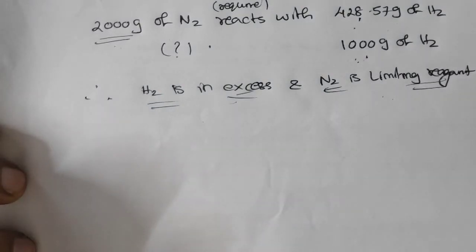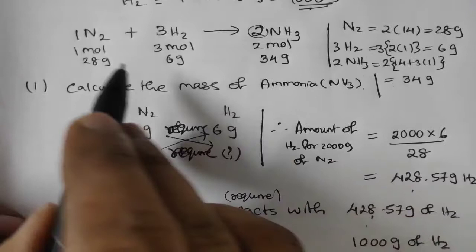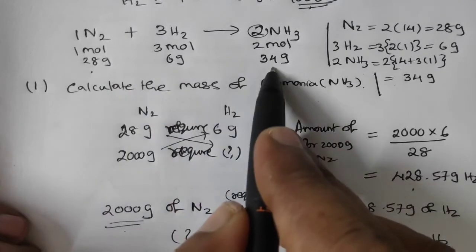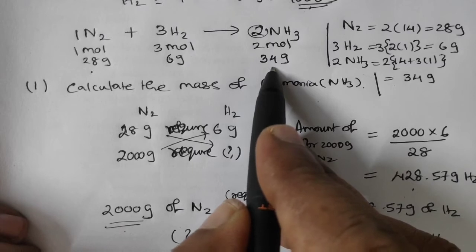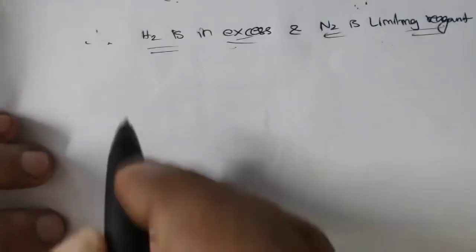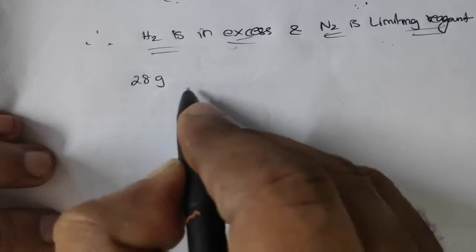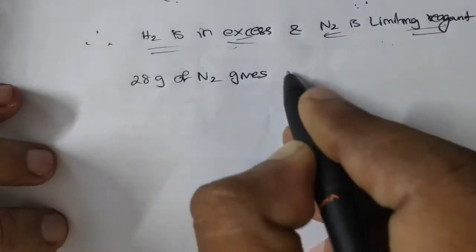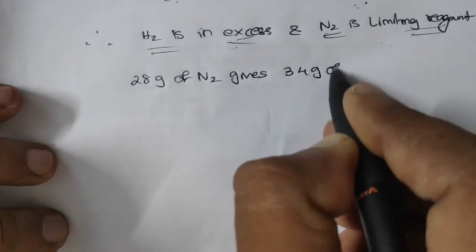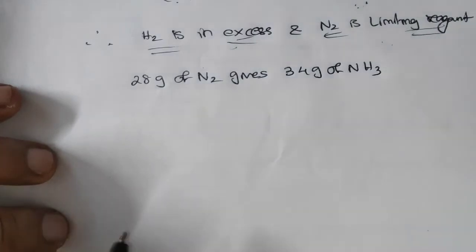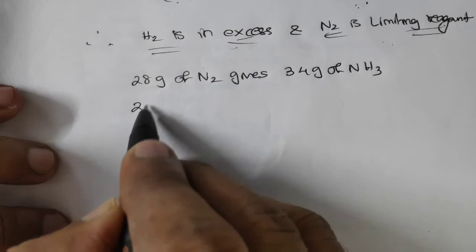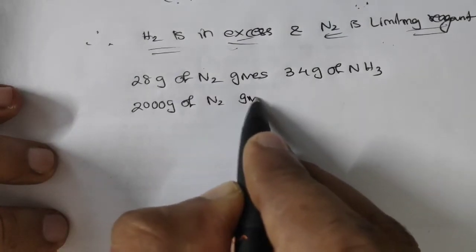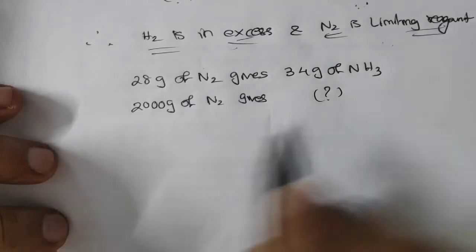Okay, now the next part. Now from this equation you can see that 28 grams of N2 will give 34 grams of what? Ammonia, right? So I can write here 28 grams of N2 gives 34 grams of NH3. Understood? So how much is given? 2000 grams was given of N2, gives how many grams of NH3?